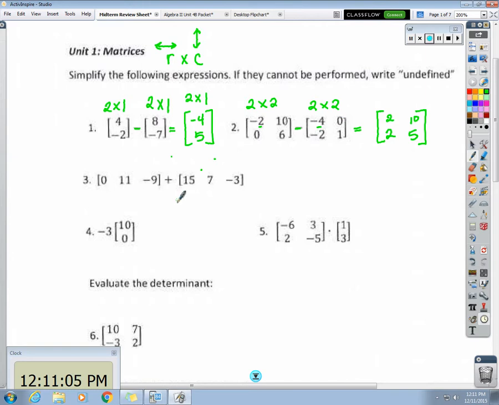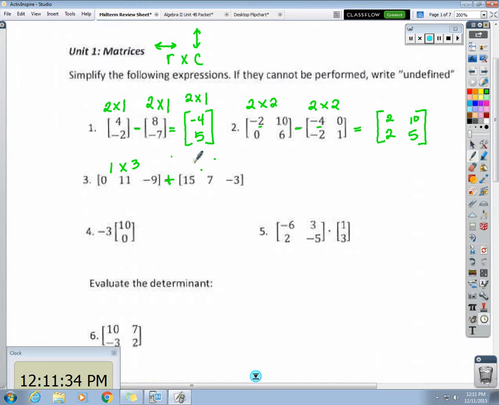Number 3. This time they're wanting you to add. Can we add them? Yes. What are the dimensions of this matrix? 1 by 3. It has 1 horizontal line of data and 3 vertical. So it's a 1 by 3. Is there a special name for that type of matrix? A row matrix. If this is a column matrix with 1 column, then a matrix with 1 row is a row matrix.